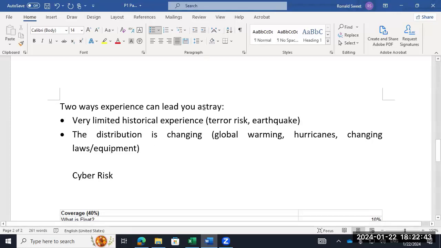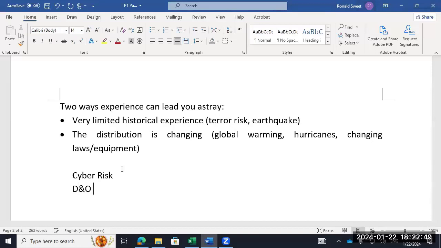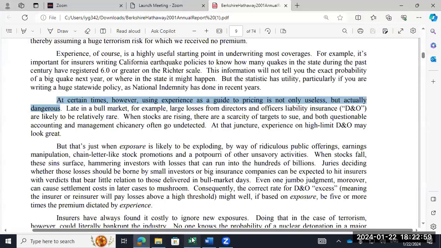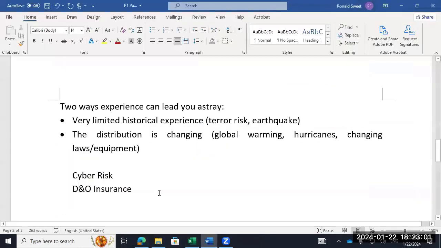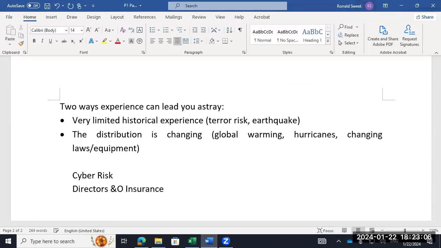So in his case, he's talking terrorism risk, and that was his focus. He gives another risk, which is D&O. Y'all know what D&O stands for? Does he say what it is in the paper? No, he says it, but he doesn't define it. He just says consequently the correct rate for D&O. Anybody know? Have a guess? Directors and officers.